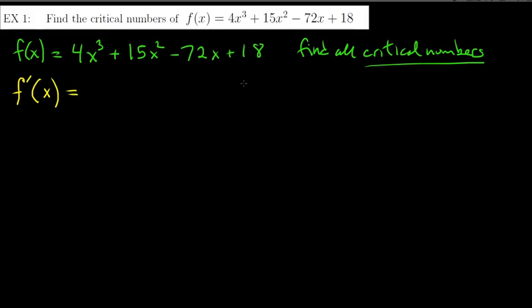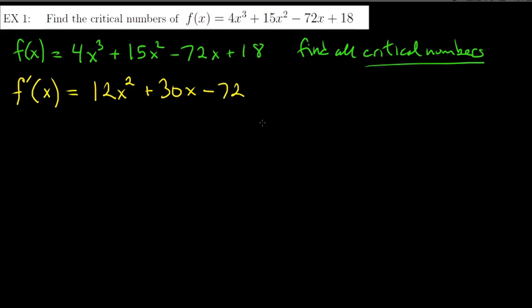And not by using the definition, of course, just use the sum rule, power rule, and constant times function rule. So we get 4 times 3 is 12, times x to the 3 minus 1, which is 2, plus 15 times 2 is 30, times x to the 2 minus 1, which is 1. So x to the 1 is just x. Let's not write the 1. And then minus 72 times the derivative of x, which is 1. And then the derivative of 18 is 0 because it's a constant, so we don't need to write the 0. So there's our derivative.